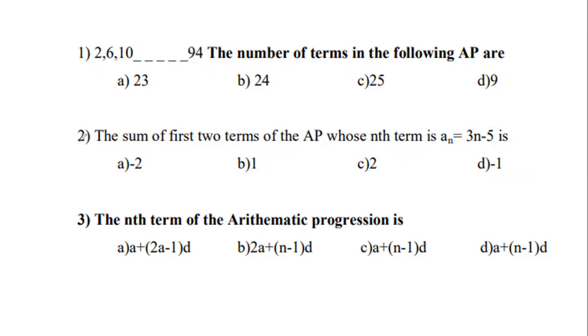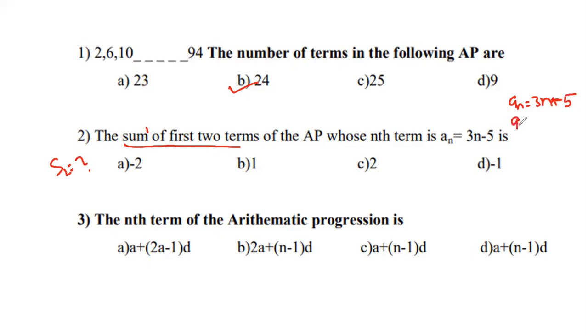The second question: the sum of two terms of the AP whose nth term an is equal to 3n minus 5. You need to find the sum of two terms, that means S2 is equal to question mark. Okay, an is given as 3n, sorry, this is minus 5.